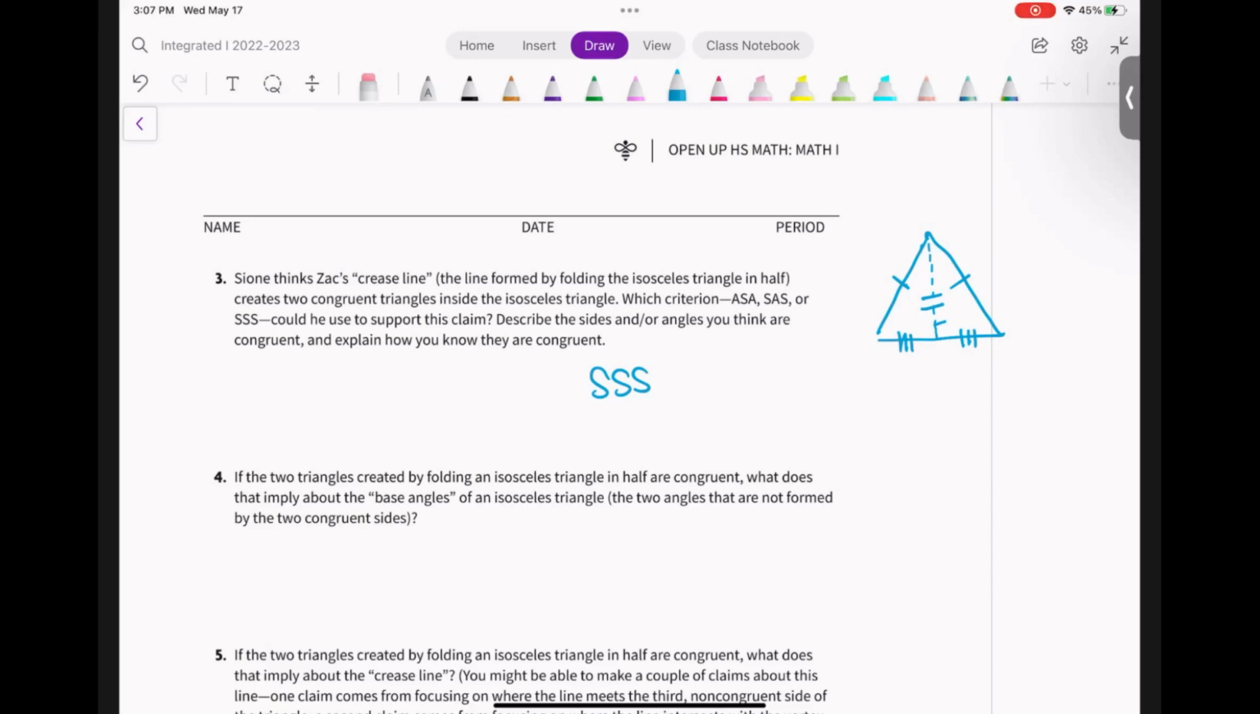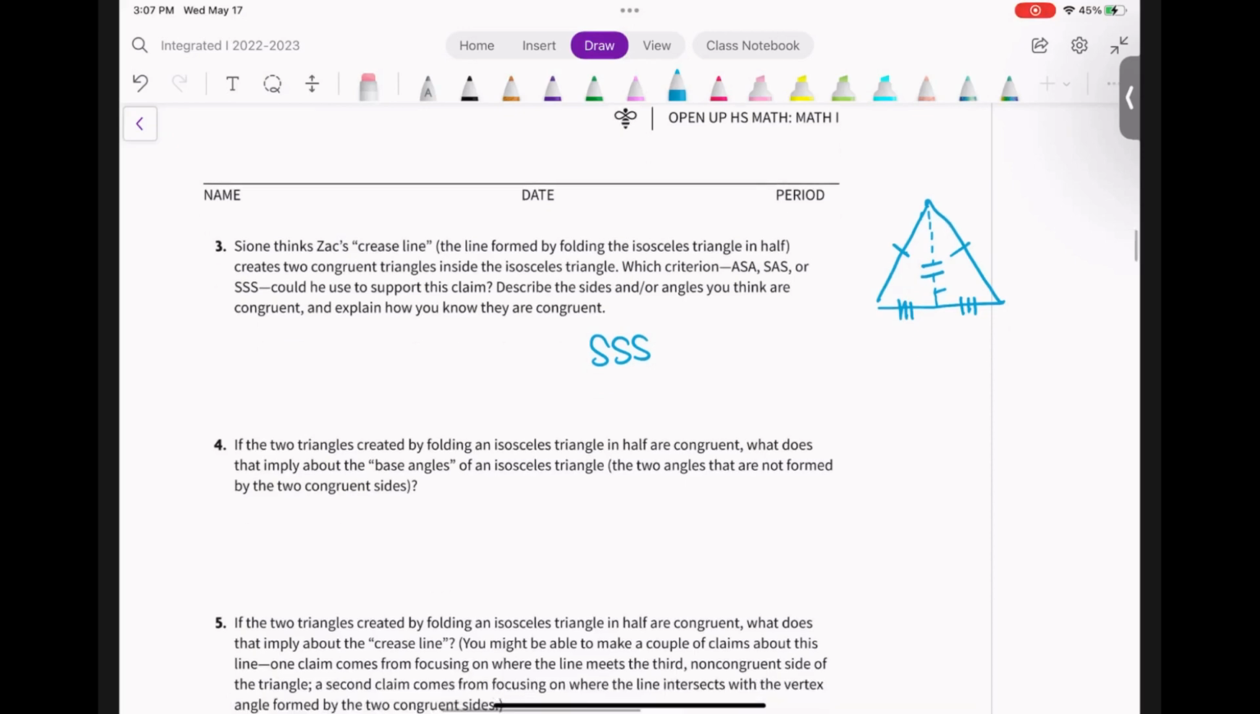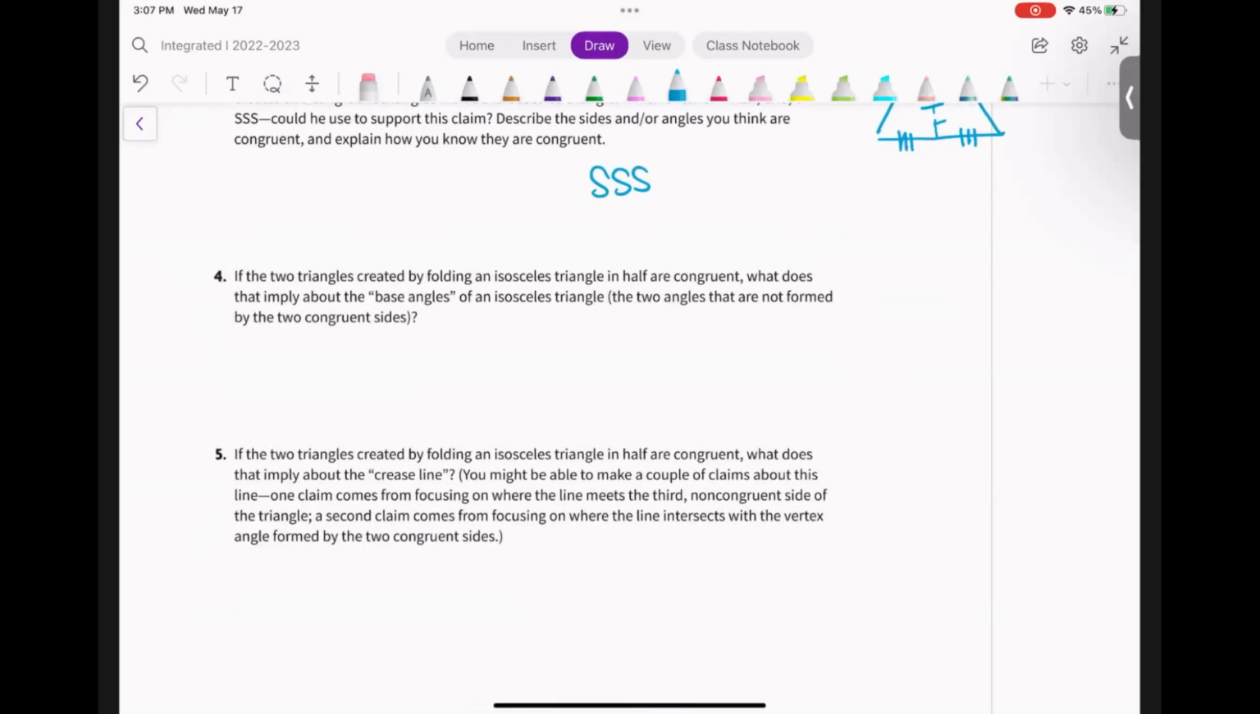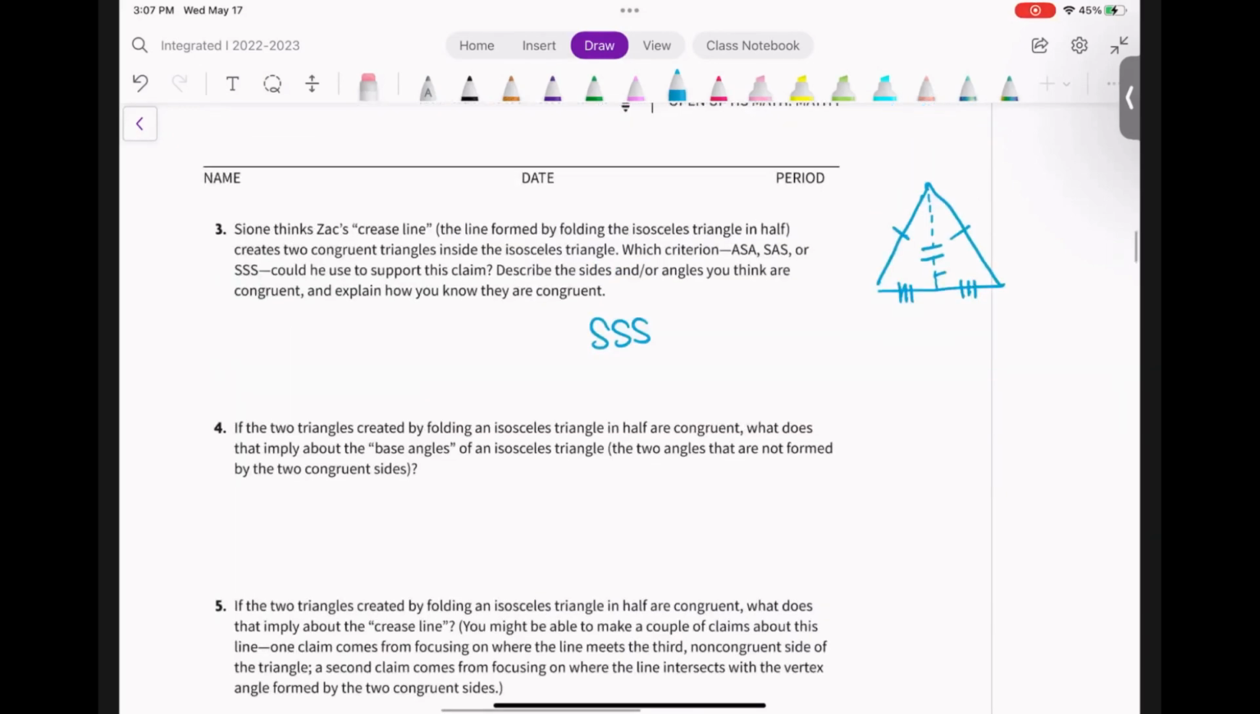Okay. Number 4, it says if the two triangles created by folding an isosceles triangle in half are congruent, what does that imply about the base angles of an isosceles triangle, the two angles that are formed by the two congruent sides? So they're asking about these two angles here and here. What does that imply? Well, it implies that they are congruent, right? The reason why they have to be congruent is because we've just proved that the triangles are congruent. So therefore the angles are congruent.